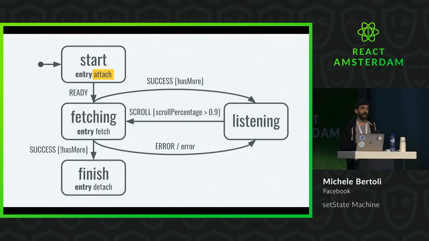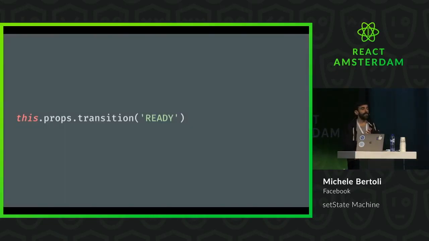Okay, when the attach is done, so we are listening to the scroll event, we want to tell the machine that we're ready. We're ready to start fetching. And so how do we send a ready transition to the machine? We just use the transition function that we receive from the props, from the higher order component, with the label of the input that we want to give to the machine.